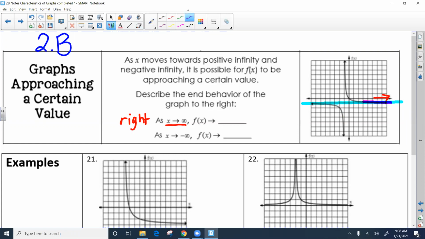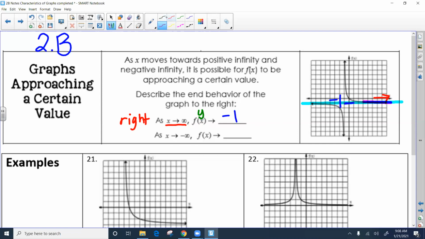So what we want to do here is, instead of the outputs or the y values approaching positive infinity or negative infinity, going up or down, they're approaching this y value. And this y value right here is at -1. So as x approaches infinity, f of x approaches -1. That means the outputs are getting closer and closer to -1.